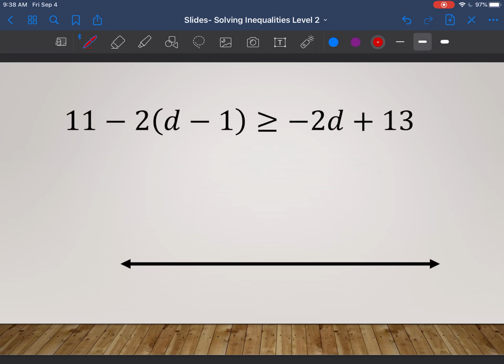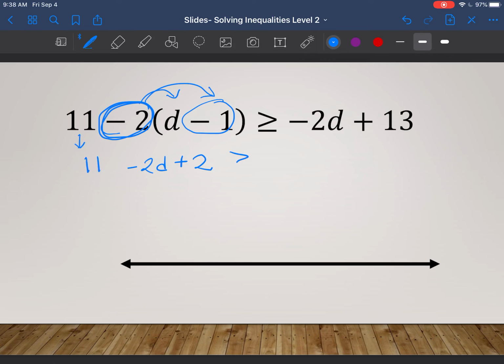All right, getting more challenging. So I see some parentheses telling me I need to distribute. Notice I'm circling the negative with the 2 because that is a negative 2 we are distributing. A lot of people lose that. So that becomes negative 2d, and then negative 2 times this negative 1 is positive 2. I still have this 11 that I haven't done anything with.